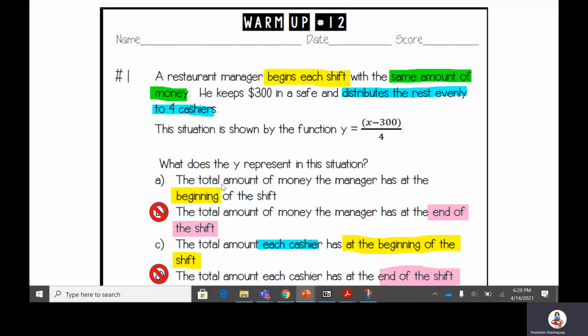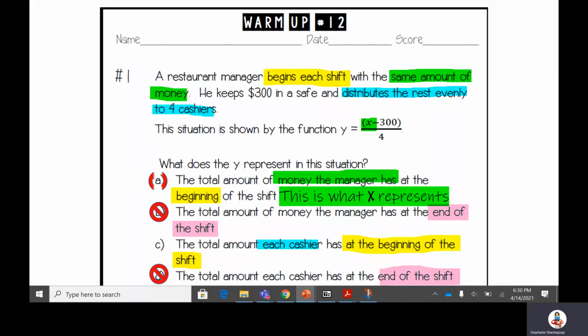So option A says the total amount of money the manager has at the beginning of the shift. So the amount of money the manager has is the same amount of money, that is that x value. So this is what the x represents. It's not what the y represents. So we can cross out option A. That leaves us with C, the total amount of money each cashier has at the beginning of the shift. And that's what y is. y is dependent upon how much money the manager has at the beginning of the shift. So this would be your output. So that's your answer.